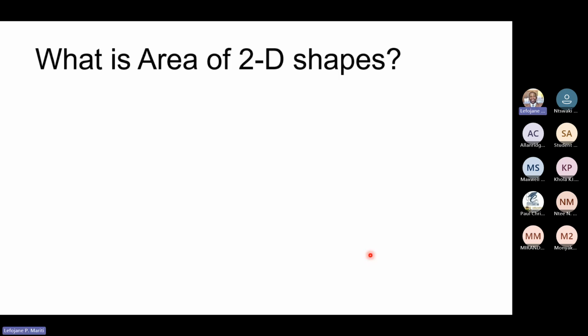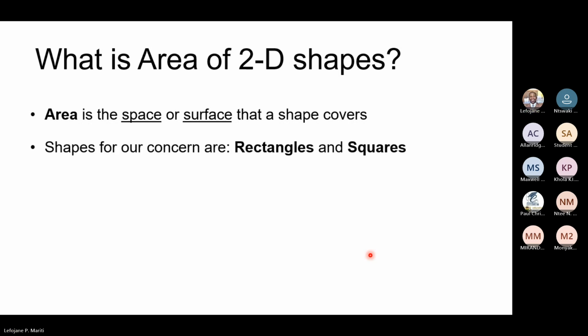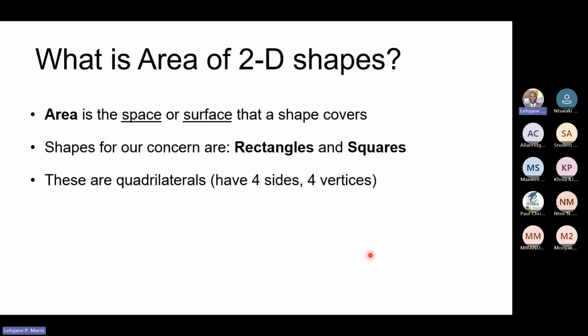Now, what is the area? The area of a 2D shape should be understood to be the space or the surface that a shape in question covers. So if you're taking a paper, the area of the surface that is covered by that paper, that would be the area. So in this case, we're looking at the rectangles and squares, and of importance, just remember, because they fall under the category of quadrilaterals, these are all four-sided and there are four vertices.